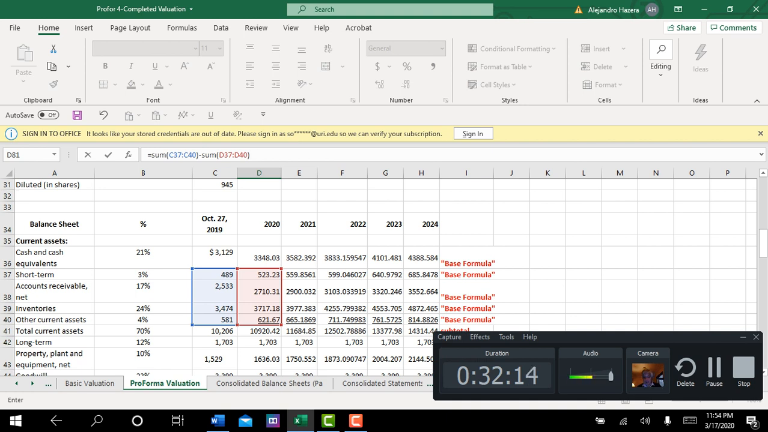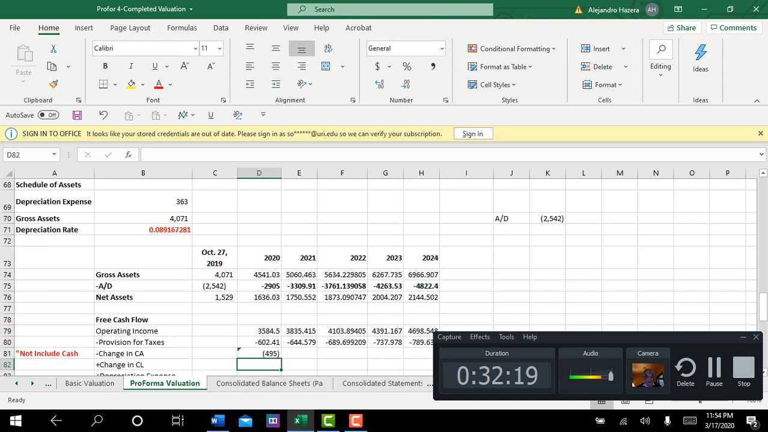Hopefully we'll get a number which matches my worksheet. If not, I'm not going to stop this video. I will figure it out. Okay, so we got negative 495, and woohoo, that equals my worksheet.